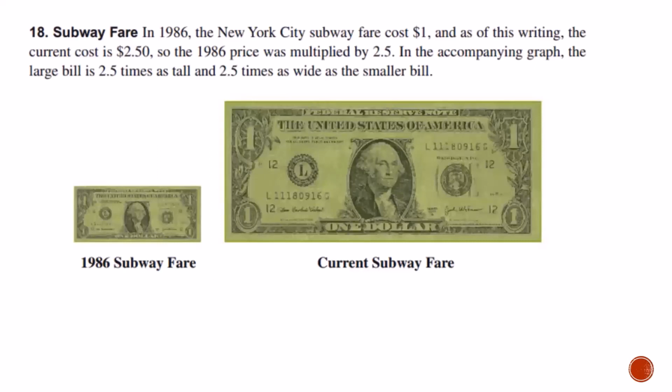Same thing here, right? This is supposed to represent a fare. It's supposed to be $1. Multiply 2.5 by itself, you get something around 6.25. Again, it is exaggerating the difference, right? This looks more than 2.5 times larger.